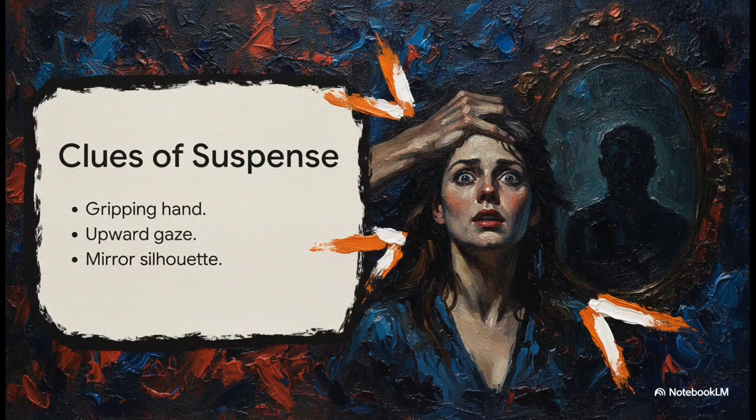But the final clue, this is the real twist. It's the ominous, obscured male silhouette in the background mirror. This is just a masterclass in staging. We aren't just dealing with a simple victim and attacker dynamic anymore. The composition expands the whole space and introduces a secondary presence.